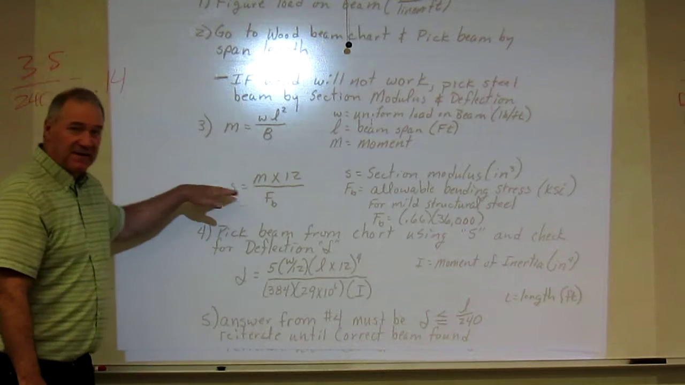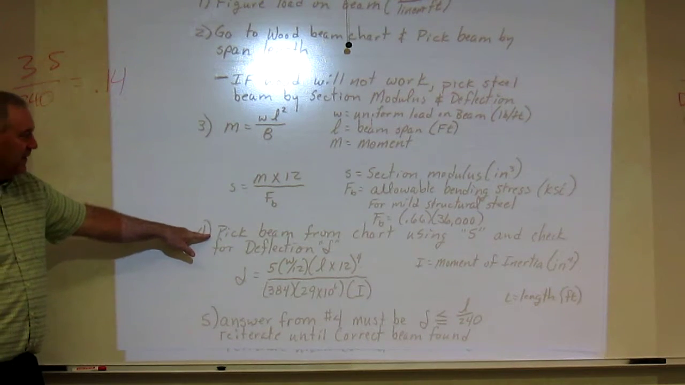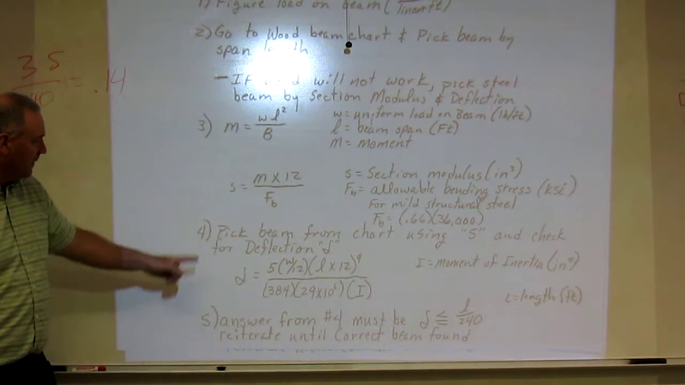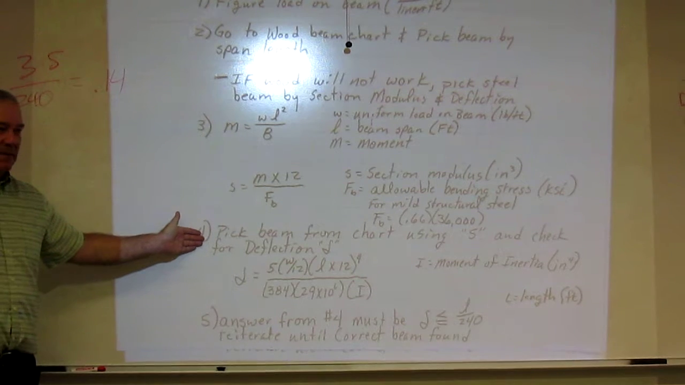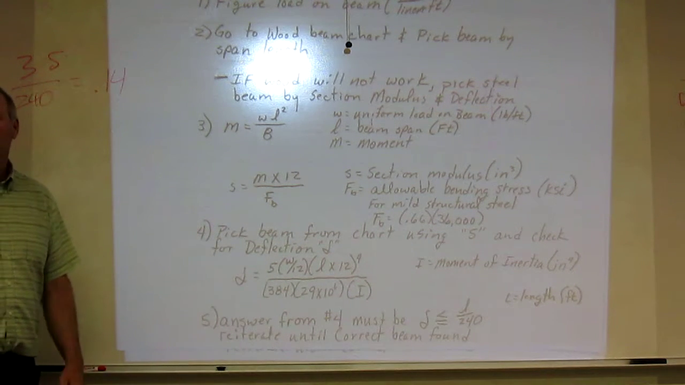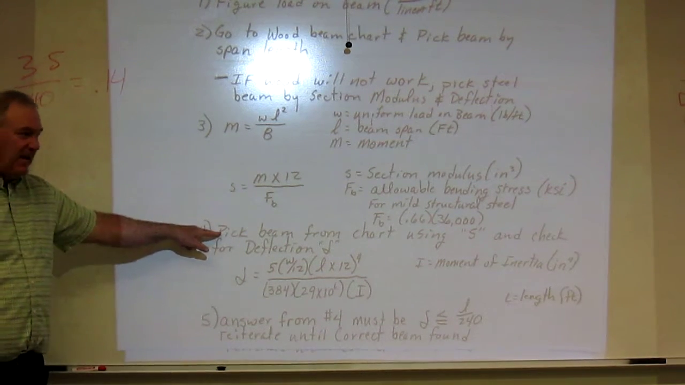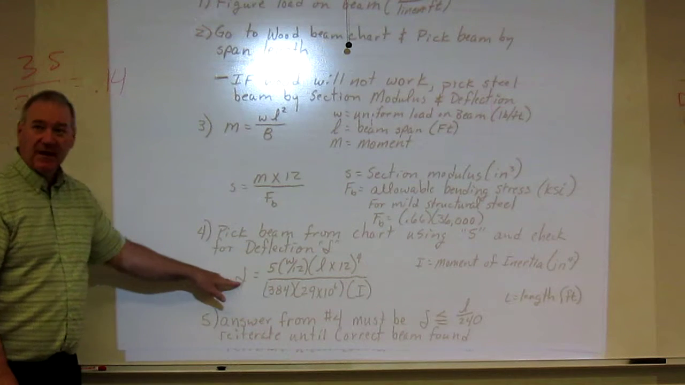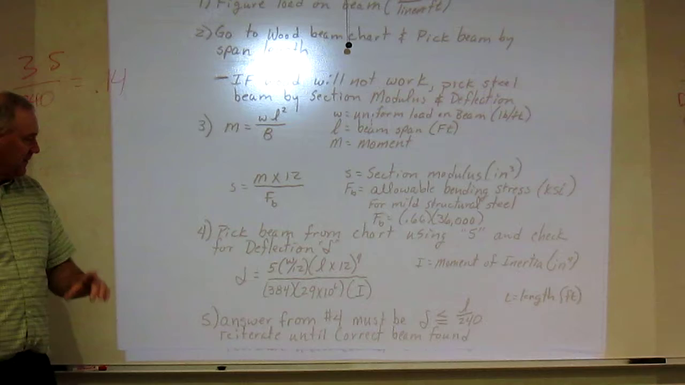Once we get the section modulus, you're going to go to a beam chart and look for them. So go to the beam chart using S, check for deflection. You're going to see a column on all these different beams where they've calculated the section modulus of these different shapes for you. So you're going to pick one, and then run it through a deflection calculation. Now this is based on the section modulus of the steel.